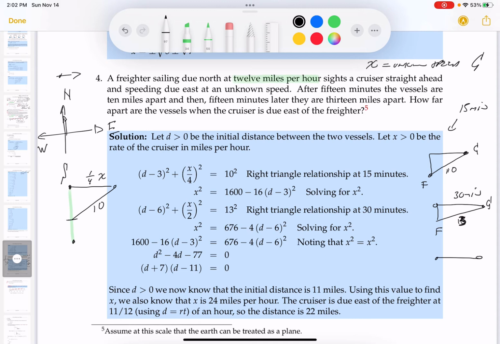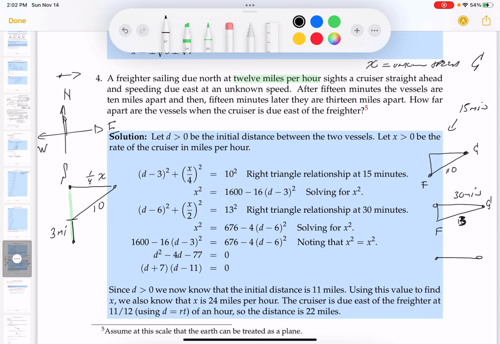All right? And then this distance over here is going to be what? Well, he's going how fast? He's going at 12 miles per hour. And so in 15 minutes at 12 miles per hour, that would be a quarter times 12, which would be 3 miles.